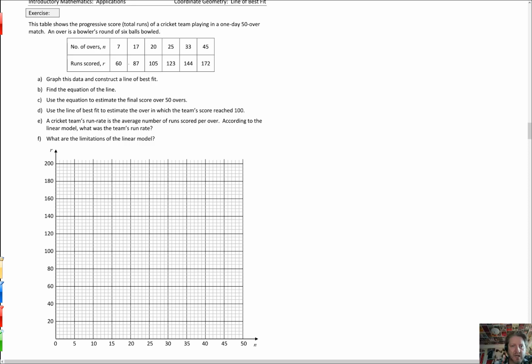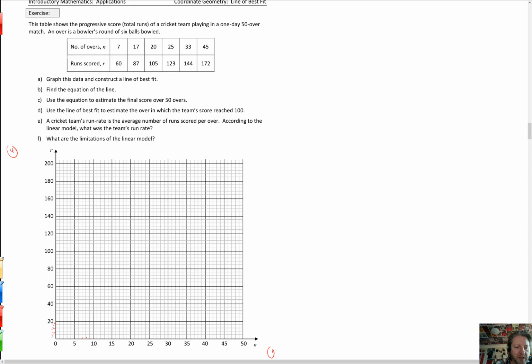We've got some points: the number of overs is the n-axis and runs scored is the r-axis. Number of overs 7 goes with runs scored of 60. Now you want to work out the scale. The gap between 5 and 10 is 5, and there are 5 boxes, so that's clearly 1 per box. What about on the y-axis? It's 0 to 20 and there are 5 boxes. 20 divided by 5 is 4, so each box is worth 4: a 4, an 8, a 12, a 16. I don't have room to write it. But we can see it's 4 per box on this side and 1 per box on this side.